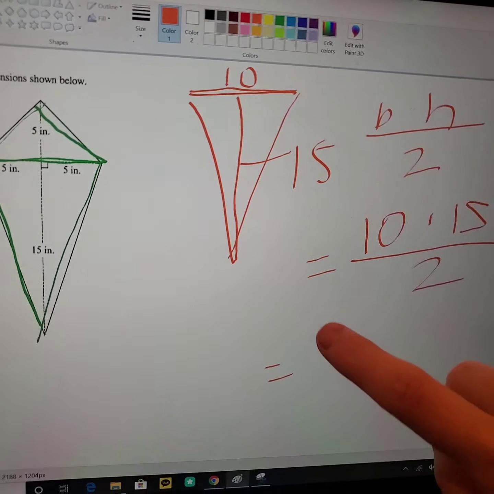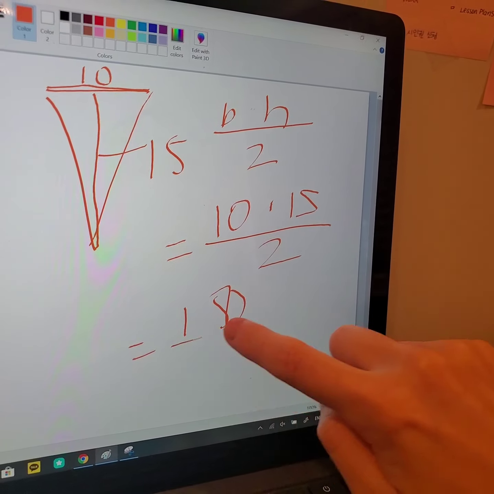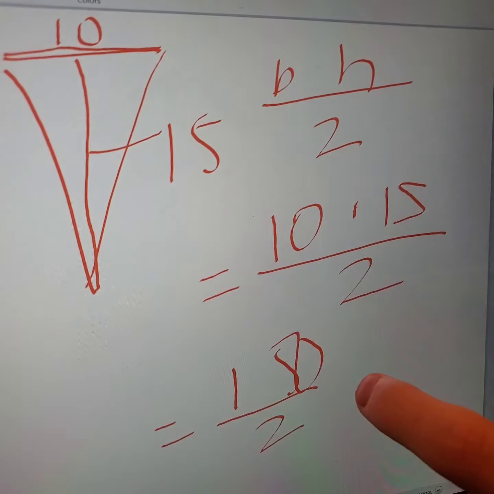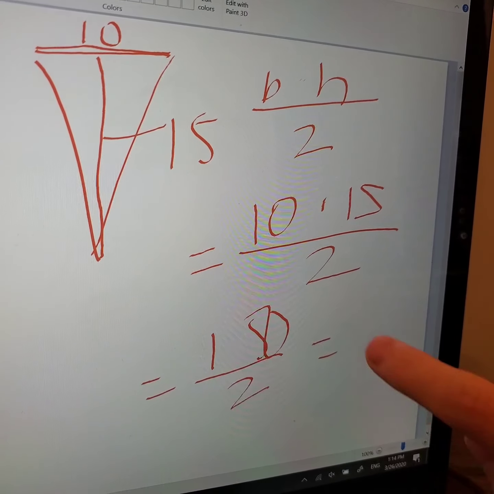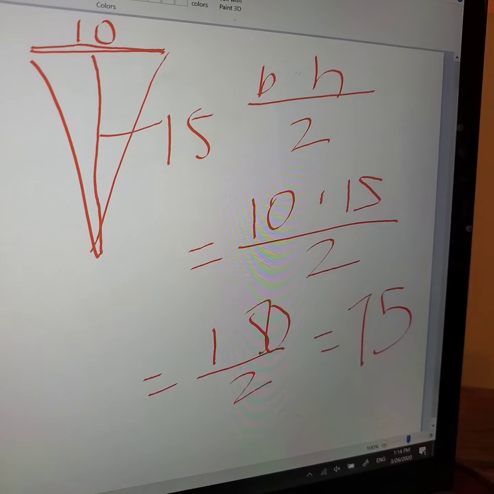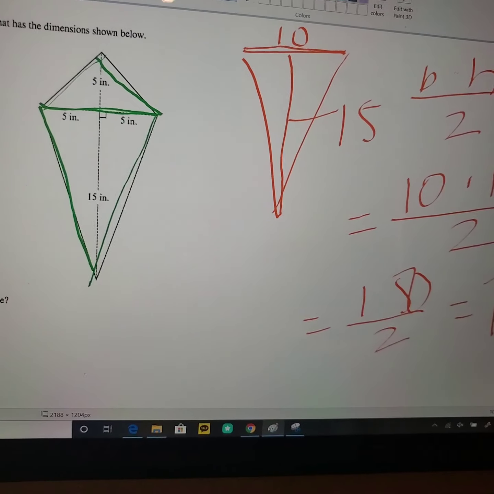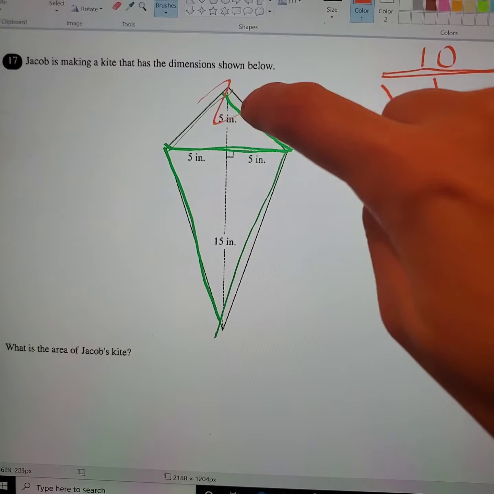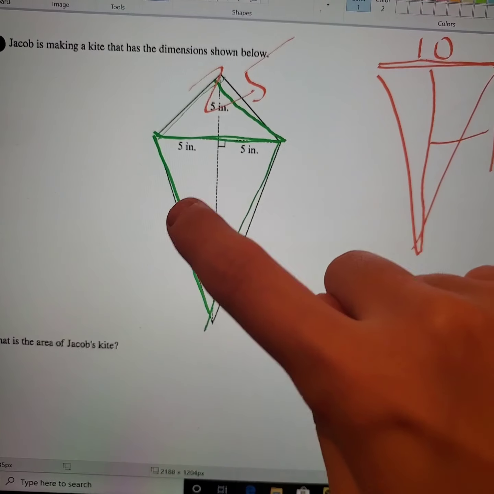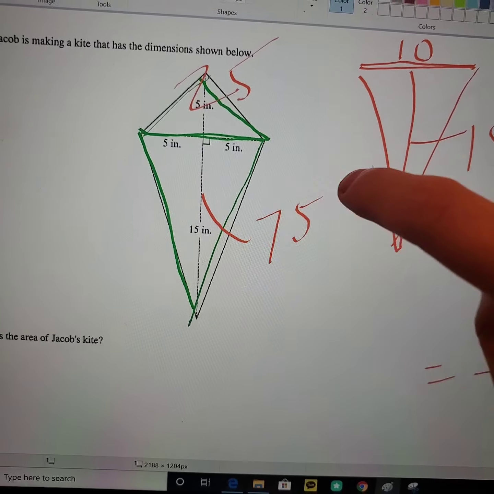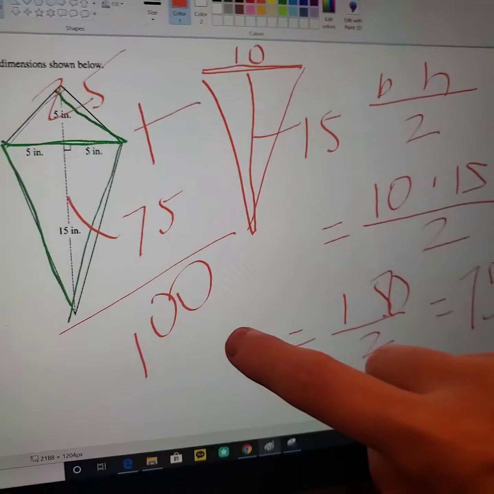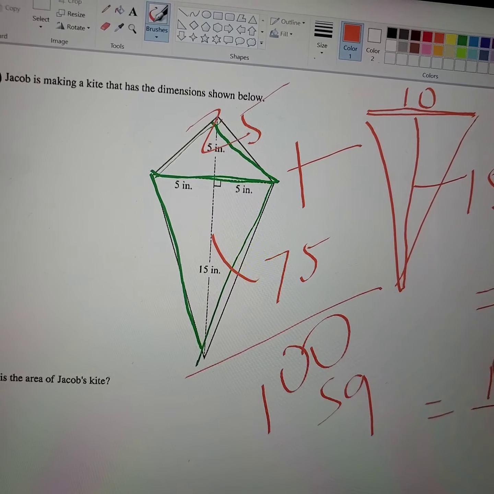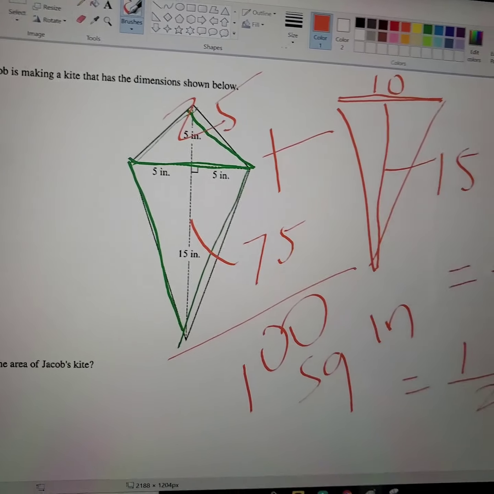So 10 times 15 gives me 150 over 2. Sorry, this is very messy. And 150 divided by 2 gives me 75. So now I found the area of the top triangle, which was 25, and the area of my bottom triangle is 75. So at the very end, I have to add these together, and my area of the kite is 100 square. Don't forget square units for area, square inches.